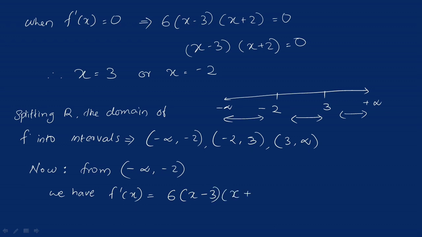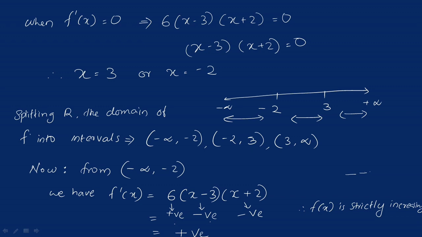From this equation, we can find that 6 is a positive quantity. Now x − 3, if we apply any quantity between −∞ and −2 instead of x, we will get a negative answer. Similarly, x + 2 also gives a negative quantity. So positive into negative, that is negative, into negative, that is positive. So f'(x) is a positive quantity. From that we can say that f(x) is strictly increasing in the interval −∞ to −2.